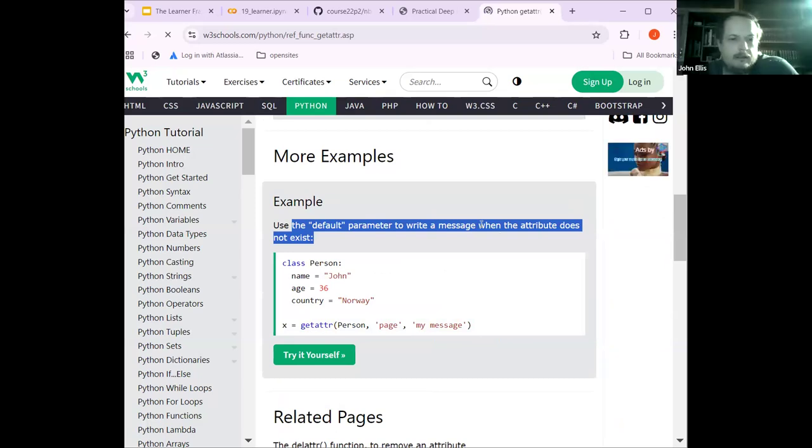And then it sounds like the alternative to that would be to put it into a try except.